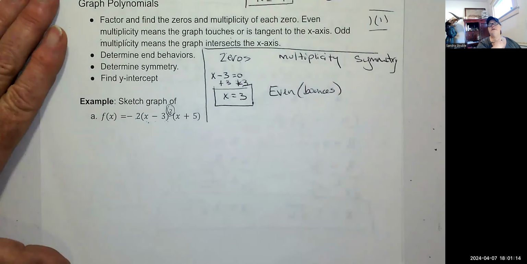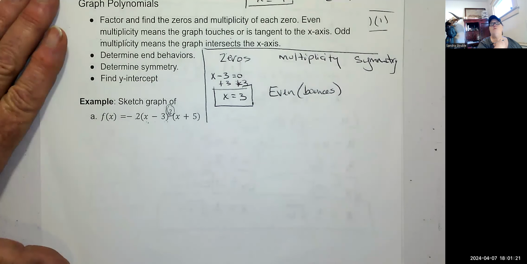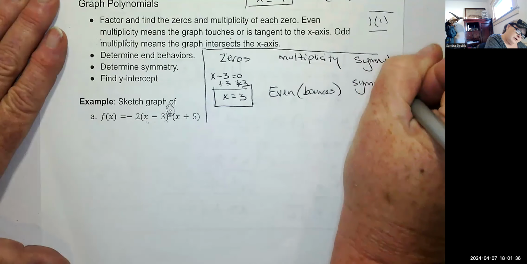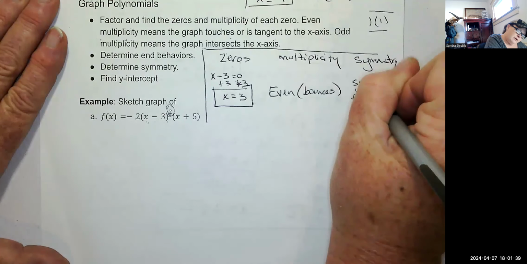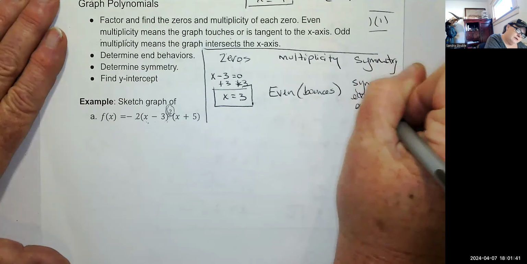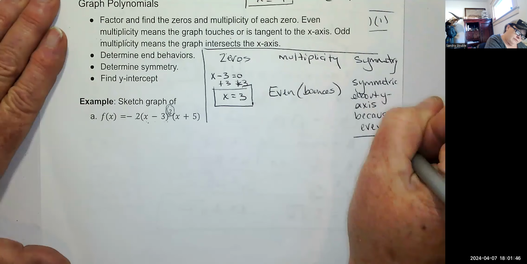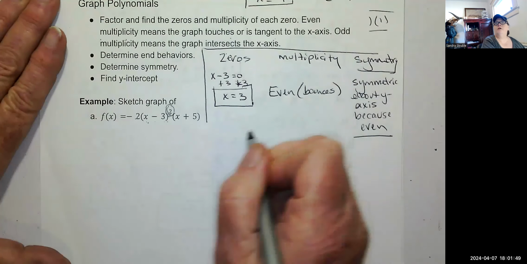All right. What else could we want to know? Determine symmetry. Okay. Well, if it's even, then it is symmetric about the y-axis. If it's even, it's symmetric about the y-axis. Symmetric about the y-axis because even. Okay, this is all having to do with this one.